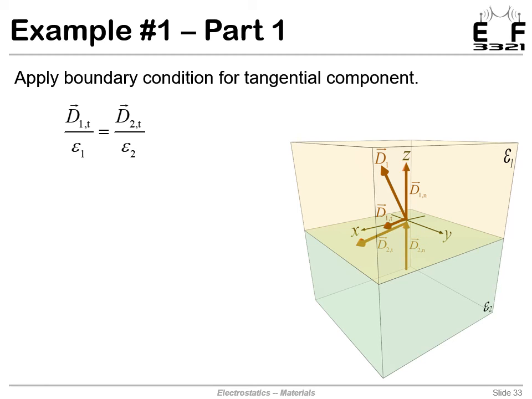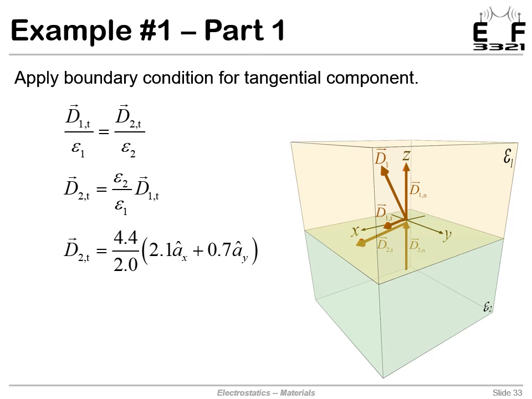Then we look at the tangential components, which is a little bit more complicated boundary condition because we have the permittivities here. Solving this for the tangential component of D in the second medium, we just get the ratio of the permittivities times D1. That's not too bad, and we can plug in the numbers that we have now. So we have the ratio of our permittivities, we have the tangential component of D1, and that makes our tangential component of D in the second medium this expression.